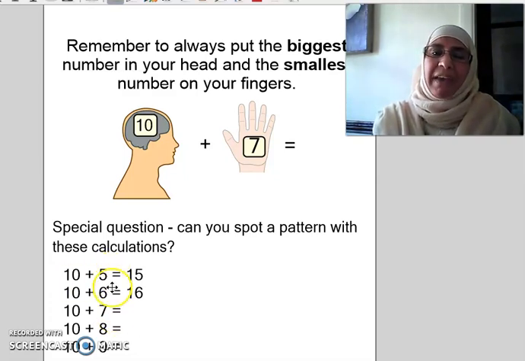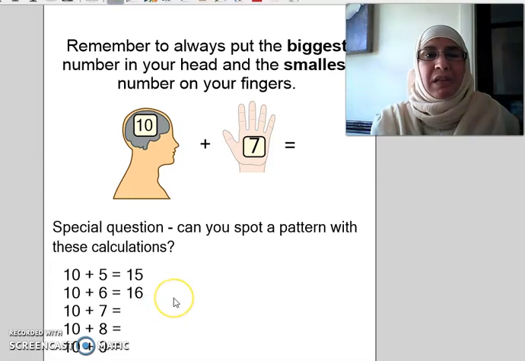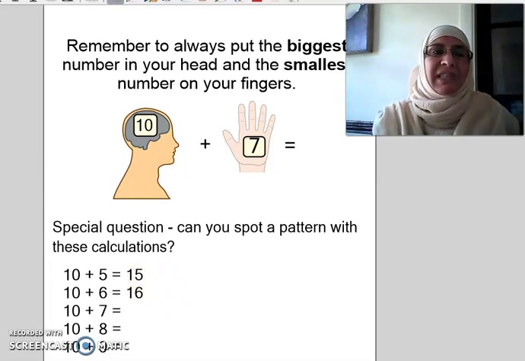We've got 5, 6, 7, 8, 9. And because we're always adding 10s, the numbers are in a pattern too. So it's 15, 16, 17, 18, 19.